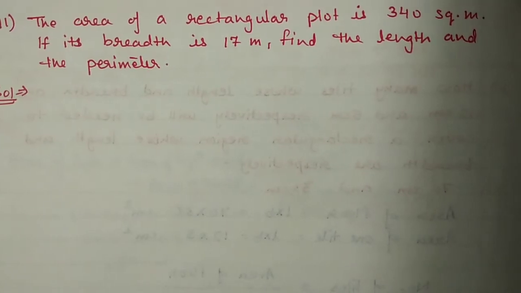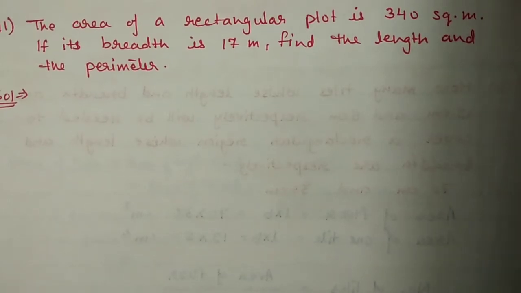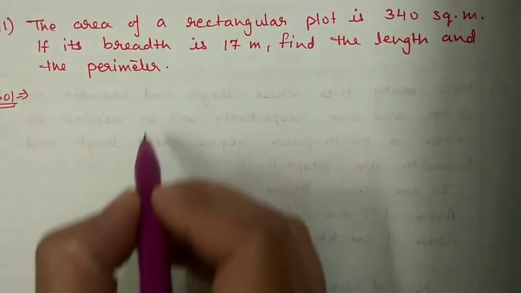Next, question number 11. The area of a rectangular plot is given 340 square meter. If its breadth is 17 meter, find the length and its perimeter. So here area is given. We will start from the area.